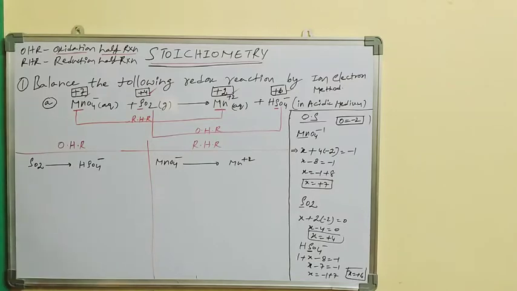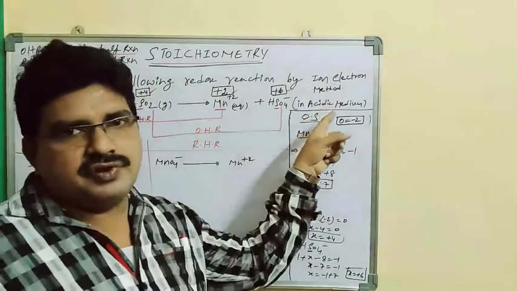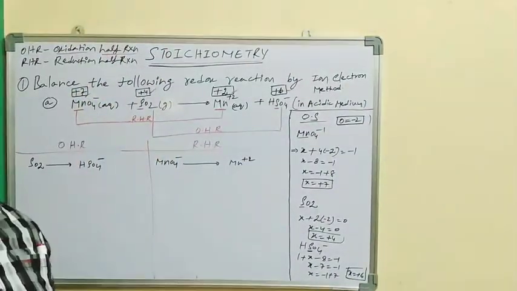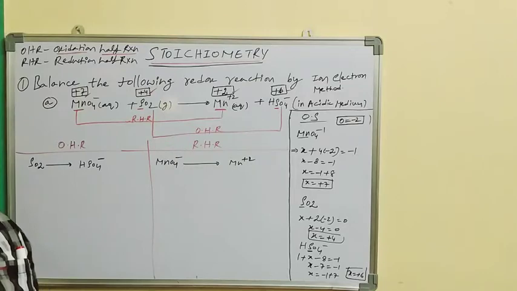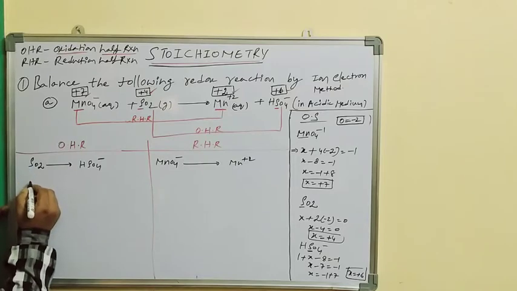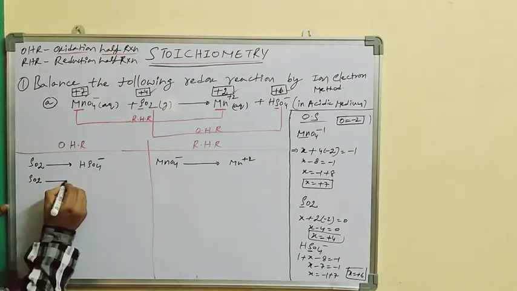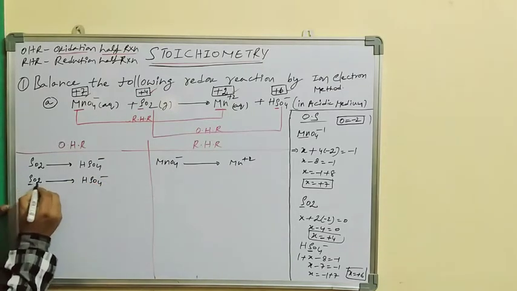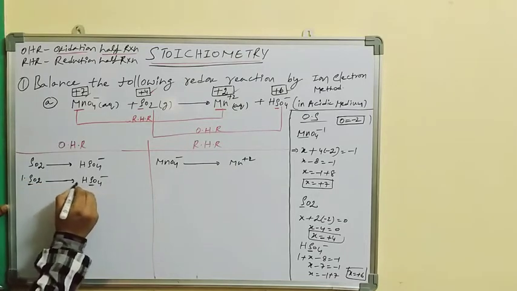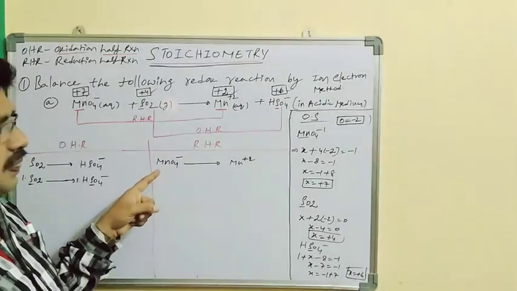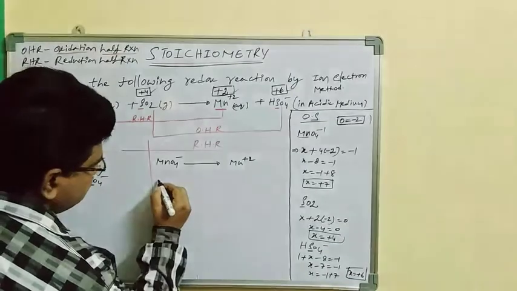Now I am balancing this one. While balancing the half reaction in acidic medium, the first step is to balance the elements other than oxygen and hydrogen. Here sulfur is there: SO2 gives rise to HSO4 minus. Sulfur is already balanced, one sulfur on the reactant side and one on the product side. Now for balancing other than oxygen and hydrogen, here manganese is there.